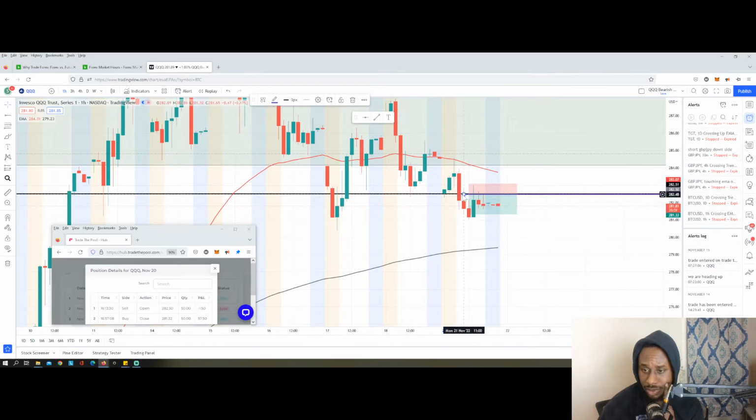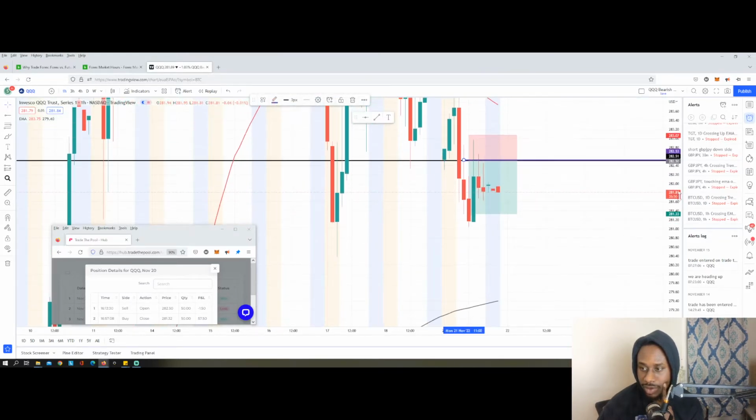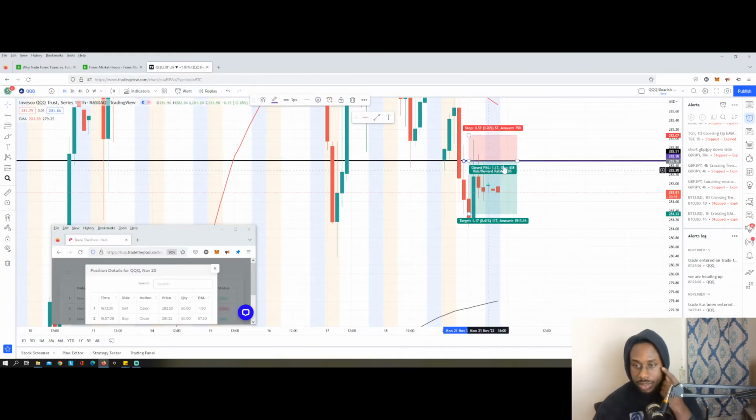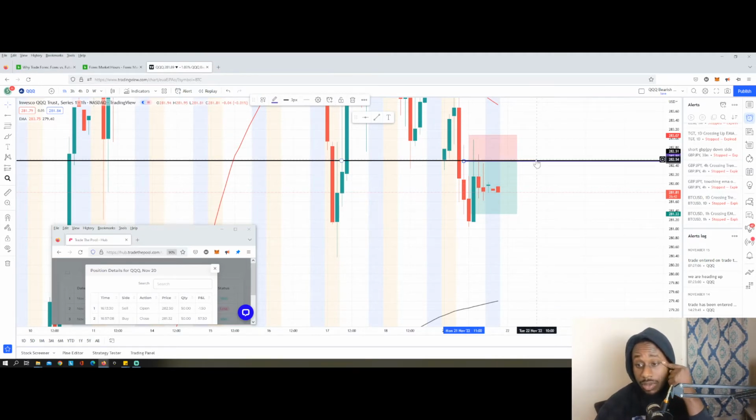Right on it at 28250. Yeah, so right on it there. That was the entry for the downside. And then the exit was at 28132. So it was somewhere down here.